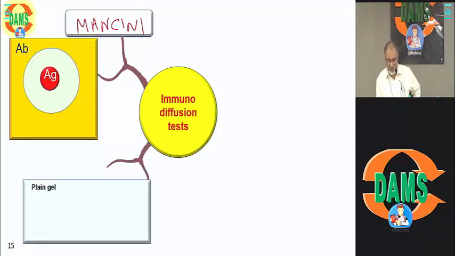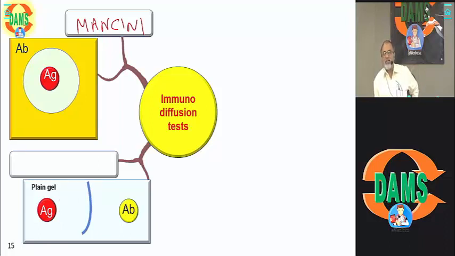See carefully here. I am keeping antigen and antibody. Antigen moves into antibody, antibody moves into antigen. Where they meet at optimum concentration, they form a line of precipitation. Can you describe what dimension of diffusion? 2-dimension double diffusion. Excellent. What is it? Ouchterlony test.